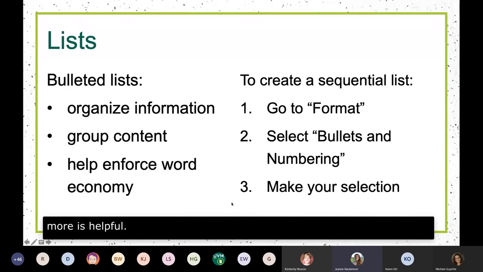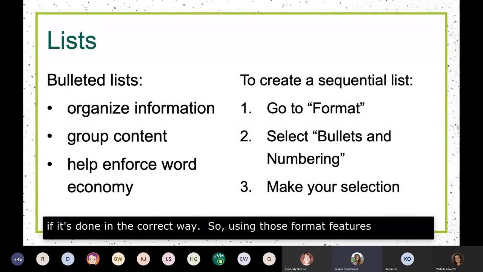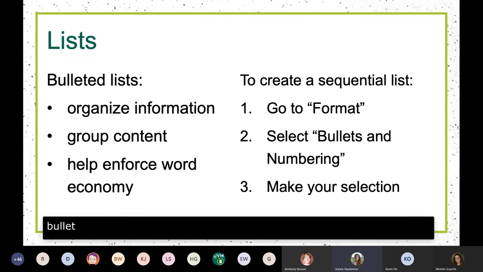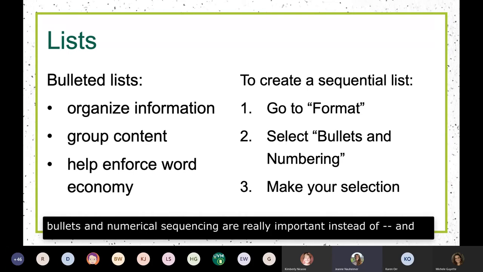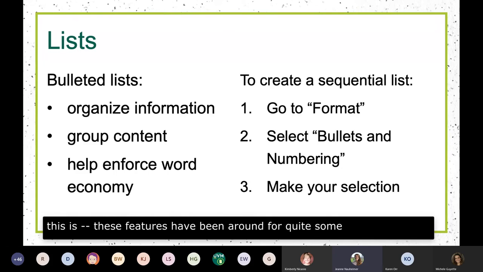For people who use screen readers, listing is helpful if it's done in the correct way. So using those format features, the bullets and numerical sequencing are really important. These features have been around for quite some time in Word, so much so that they will automatically apply them to your content when you think that you are generating one.